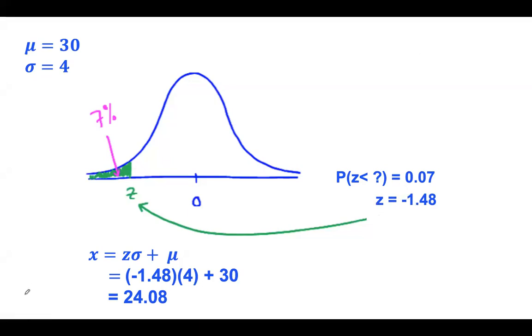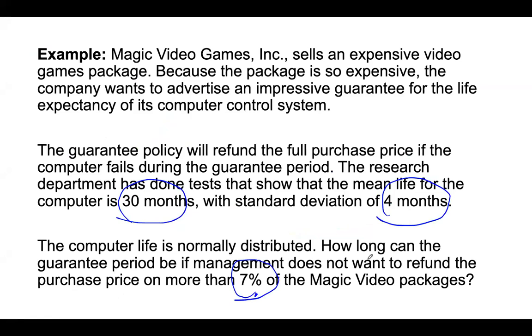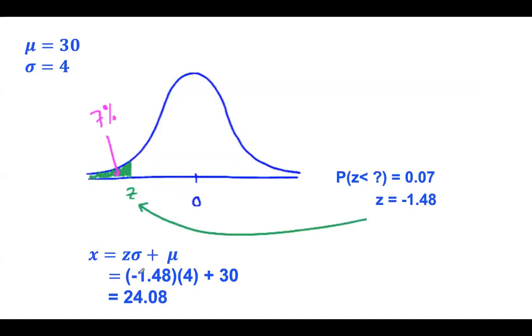Now, if we go back to the question, how long can the guarantee period be? We reread the question essentially to make sure that we're answering the question correctly. We found our Z score and we did some calculations, but we're not done yet. We have to go over the question again to make sure. How long can the guarantee period be? We want it in months here, not in the Z score, because it's asking what is the period of time. So we can calculate this.